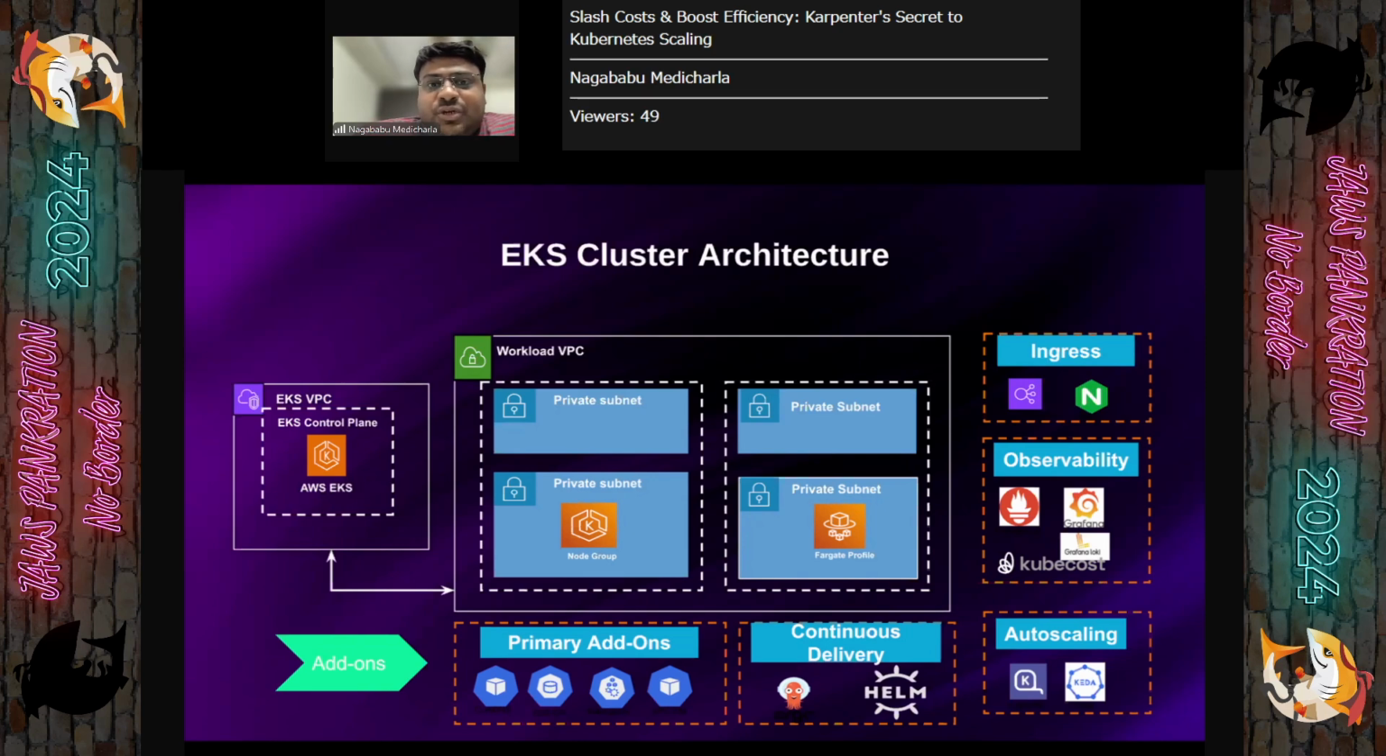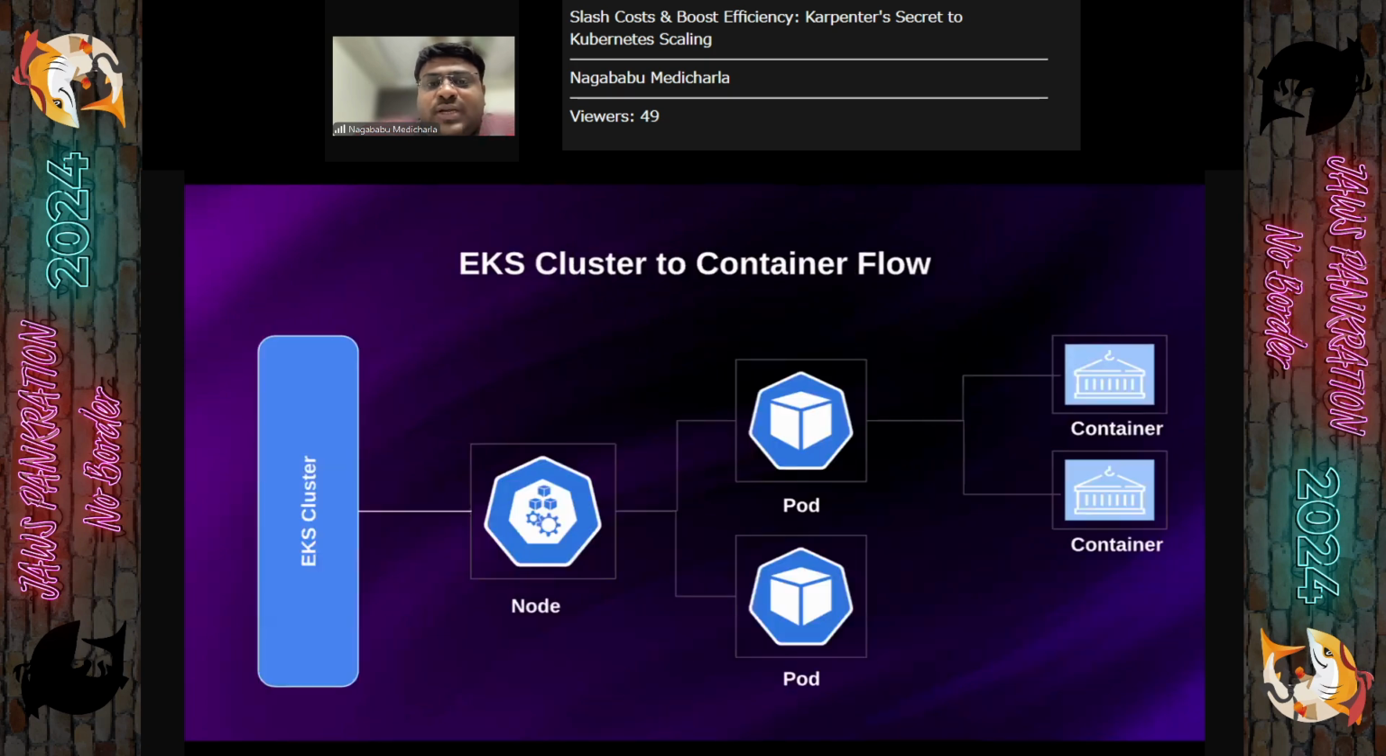Let's imagine you have your respective pods deployed. How does the traffic look? On the left hand side you have an EKS cluster, and inside the EKS cluster you have nodes.